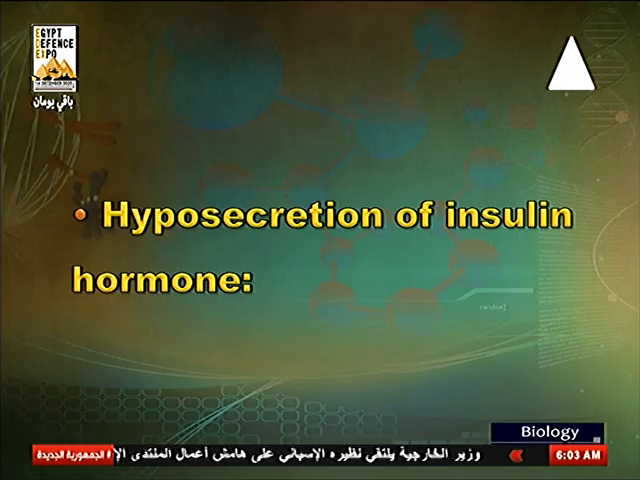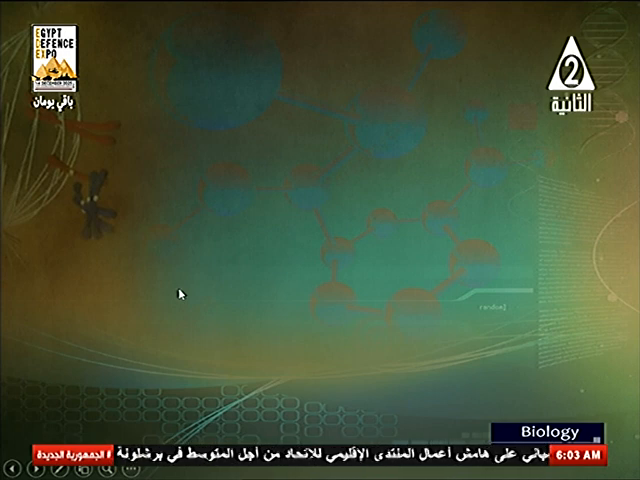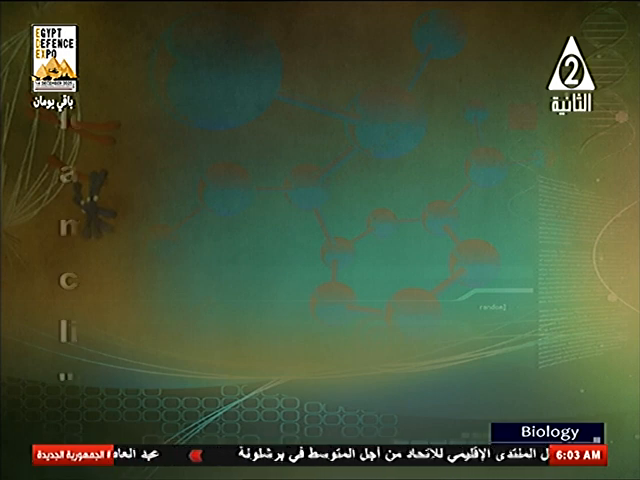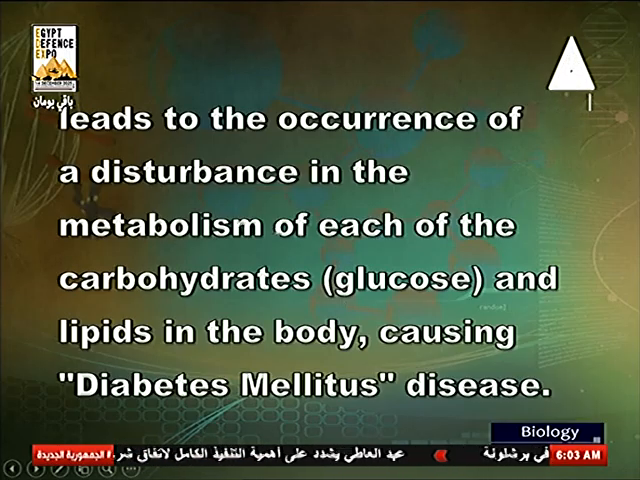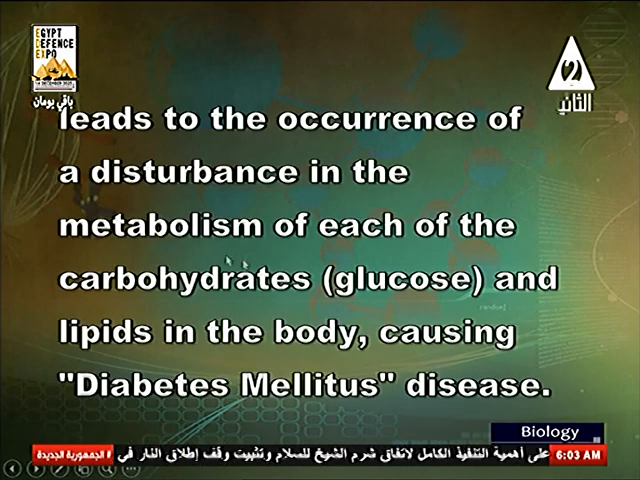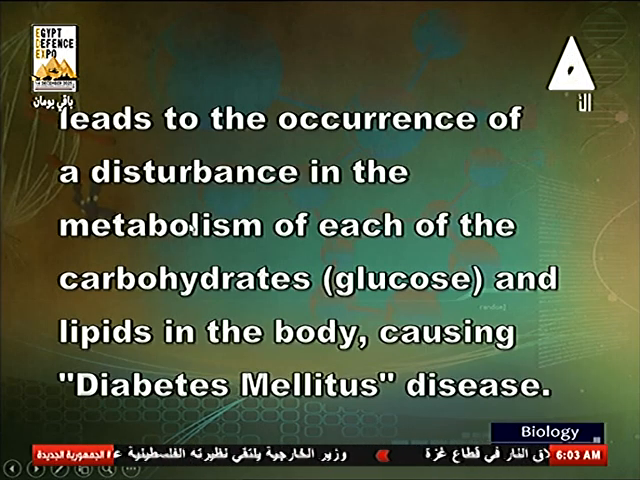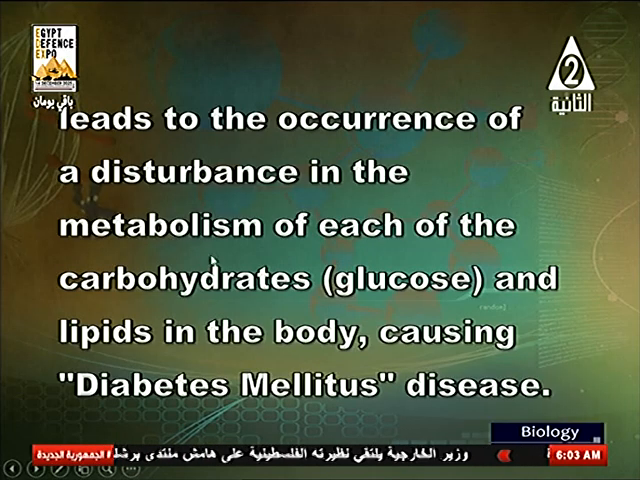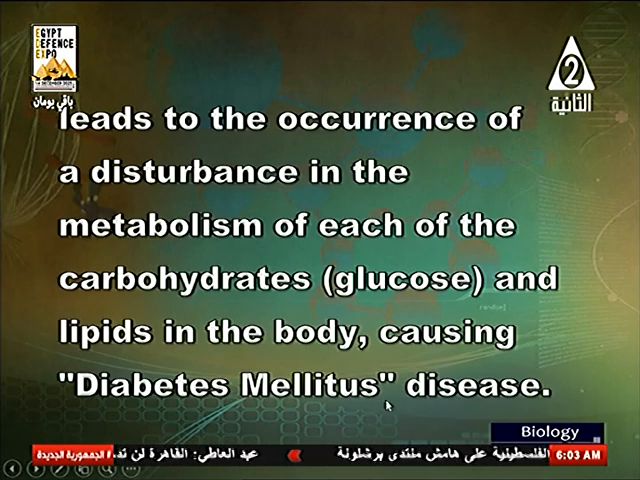What happens if there is hyposecretion of insulin hormone? Insulin is secreted in a low percentage, a small amount, leading to disturbance in the metabolism of both carbohydrates and lipids in the body. There is a malfunction. The body can't do metabolism, can't catabolize, can't get the needed energy from glucose or lipids, causing diabetes mellitus disease, مرض السكري.